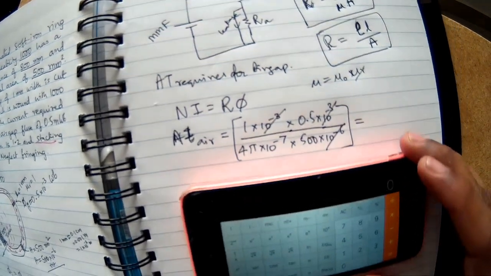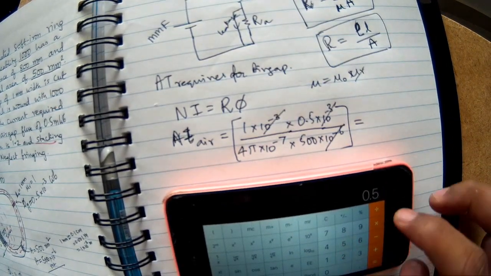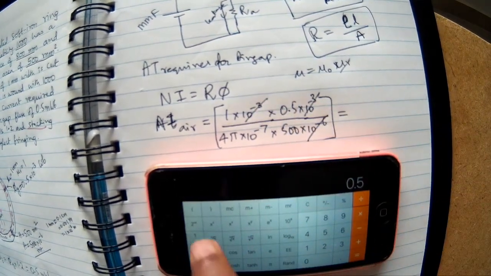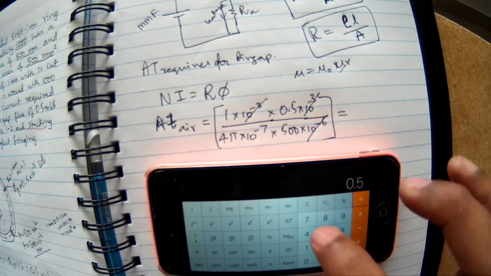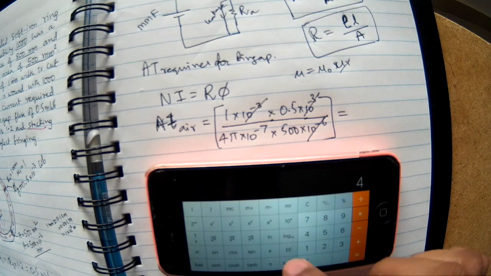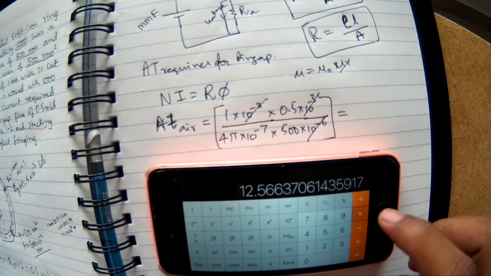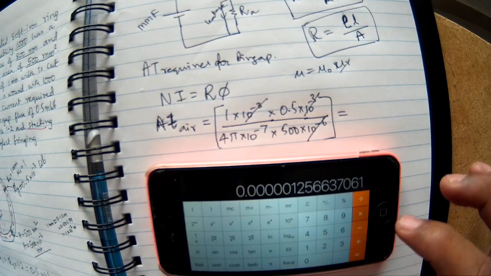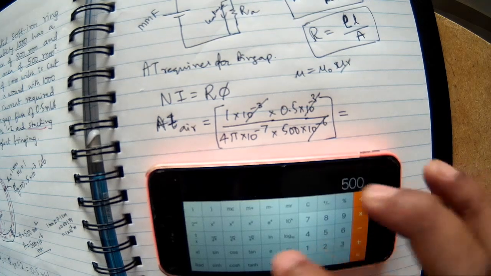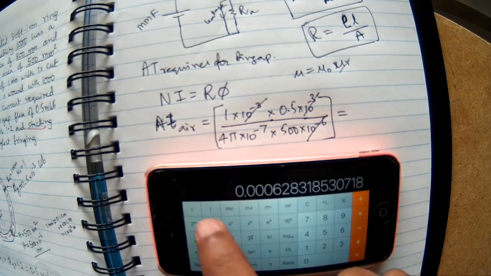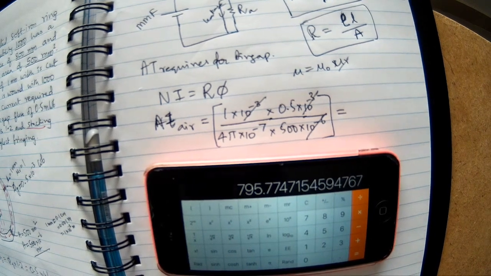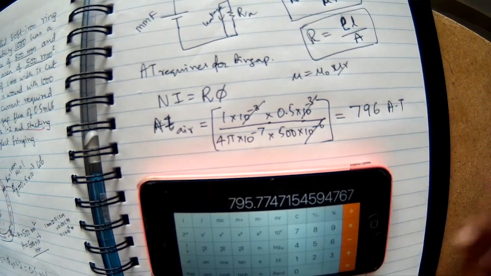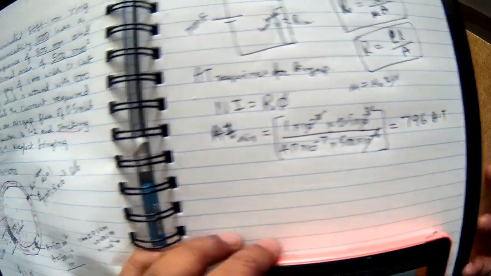So here is a calculator. In the numerator I have 0.5, divided by, in the denominator, 4 into pi into 10 power minus 7 into 500. So I am getting 795.7. Okay, so I will approximate to 796 ampere turns. This is the ampere turns required for the 1 mm air gap.